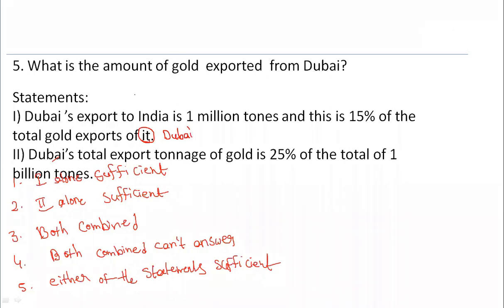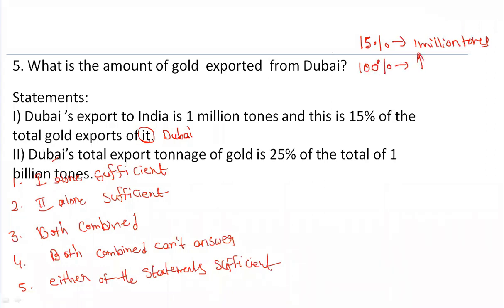So Dubai is exporting how much to India? Dubai is exporting 1 million tons to India, and this is 15% of the total gold exports of it. The question is simply like this: if 15% is equal to 1 million tons, this 15% is for Dubai, the total gold exports of Dubai to India. So if 15% equals 1 million tons, can we find out what 100 percentage is?